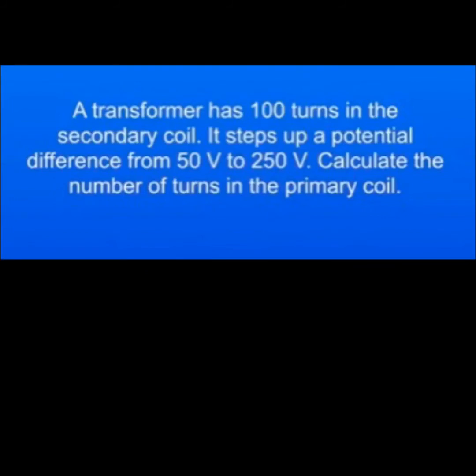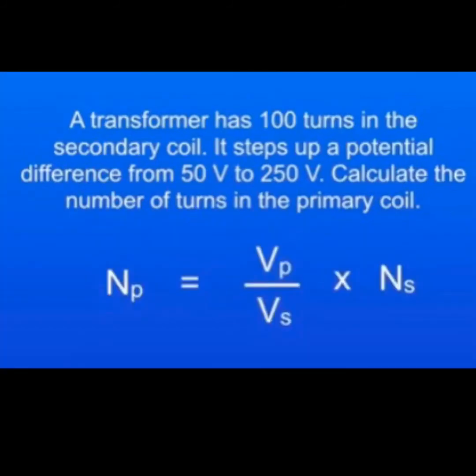Let's see another problem. A transformer has 100 turns in the secondary coil. It steps up a potential difference from 50 volts to 250 volts. Calculate the number of turns in the primary coil. Pause the video and try to solve it by yourself. Now let's see how to solve it.